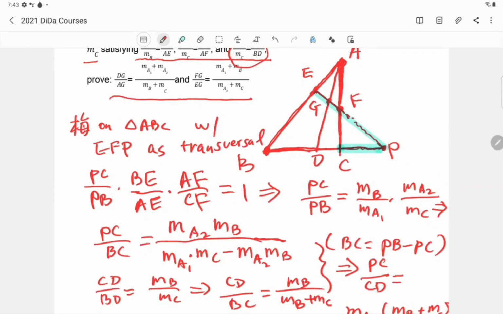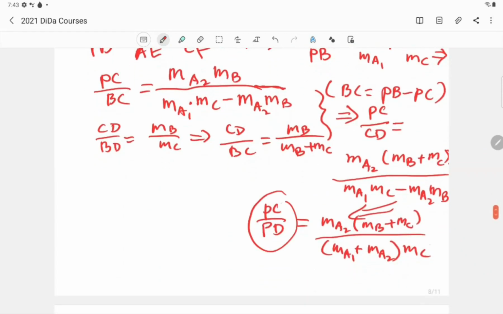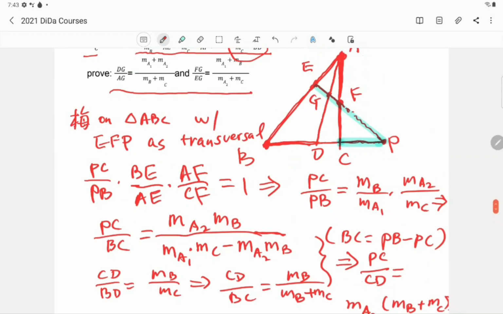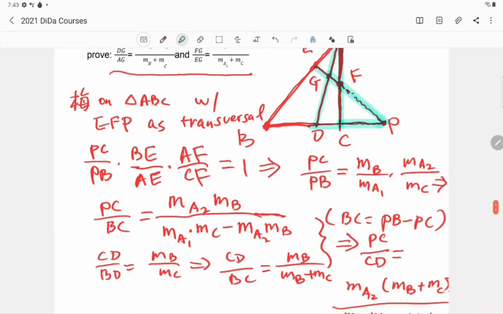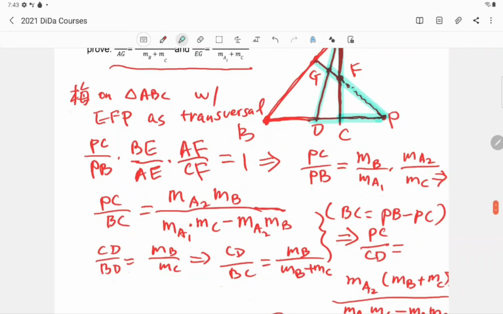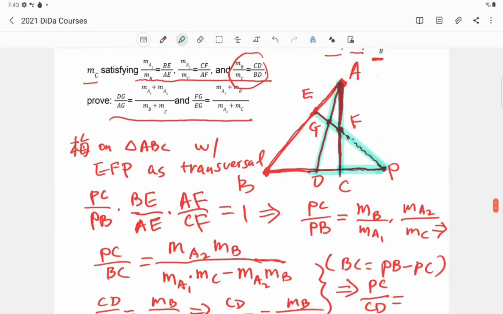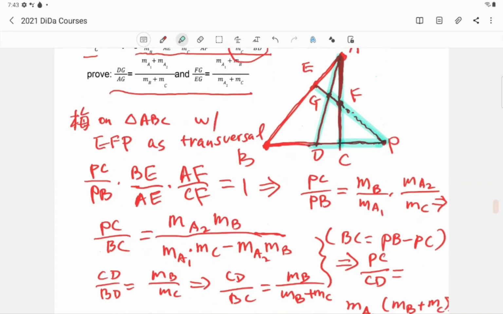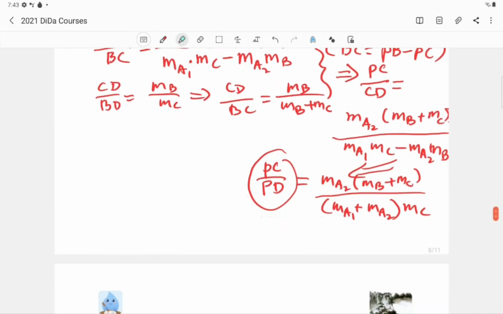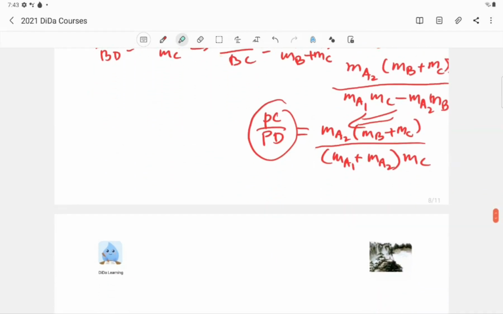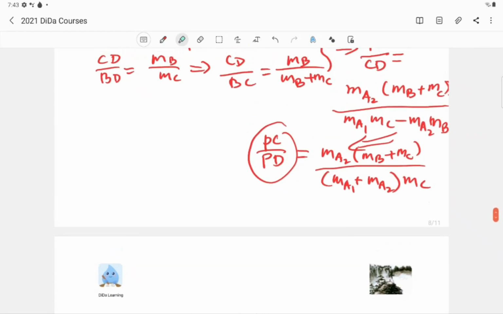It's this one. Now, because I calculated PC over PD, the reason why I did that is I want to use Menelaus on this triangle ACD, with PFG as a transversal. And then there are 2 more Menelaus applications, but because of time constraints, and also it's very involved algebraically, I think I should just stop here.